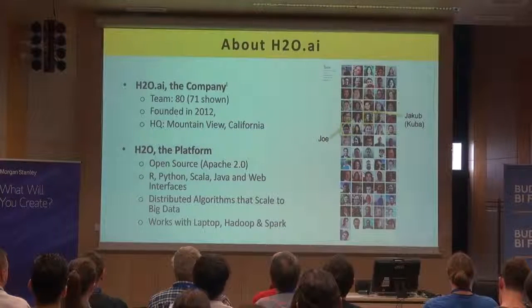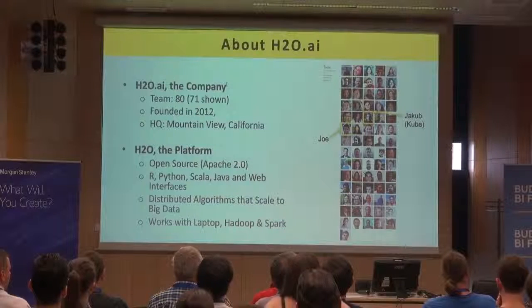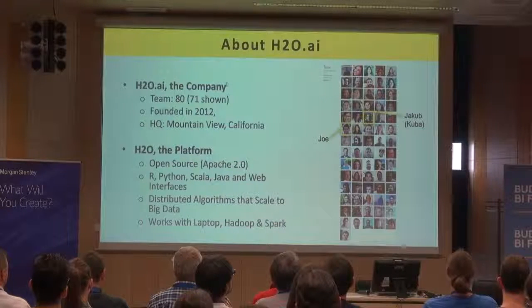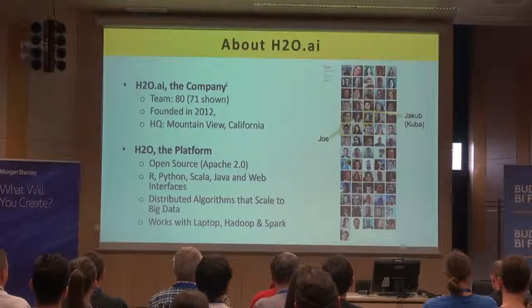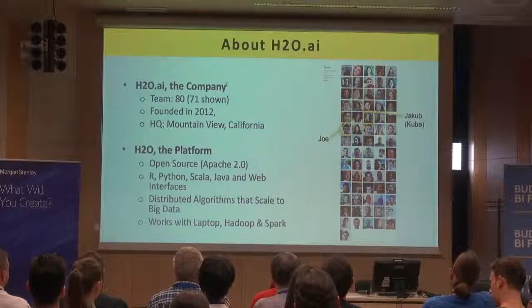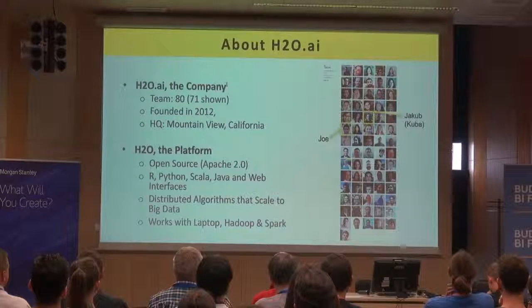So a bit about H2O.ai. Some people talk about H2O, some people talk about H2O.ai. H2O.ai is the company name. We have about 80 people right now. We were founded in 2012. The headquarters is in Mountain View, California. H2O is the open source machine learning platform that everyone can use. We have different interfaces: R, Python, Scala, Java, and a web interface. This morning I talked about the R API.